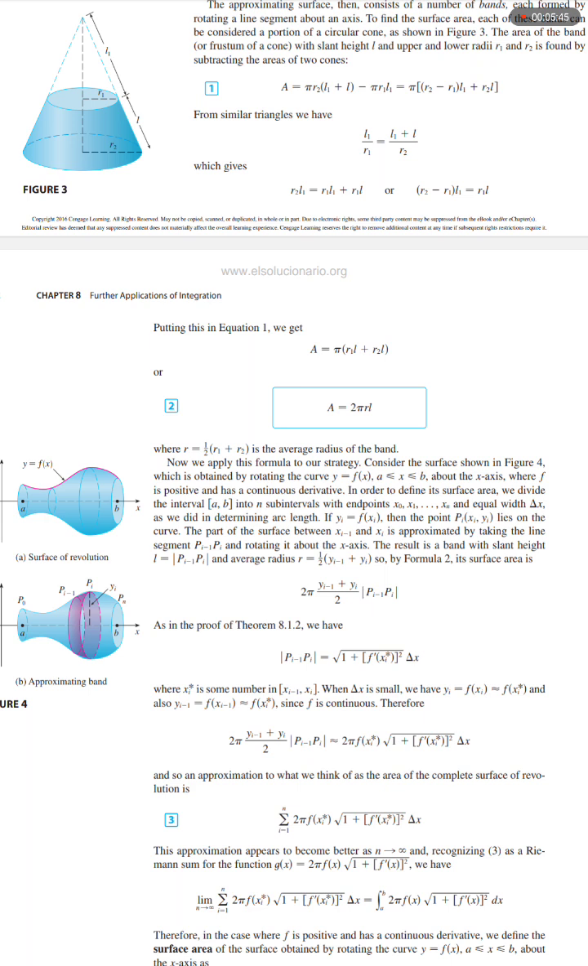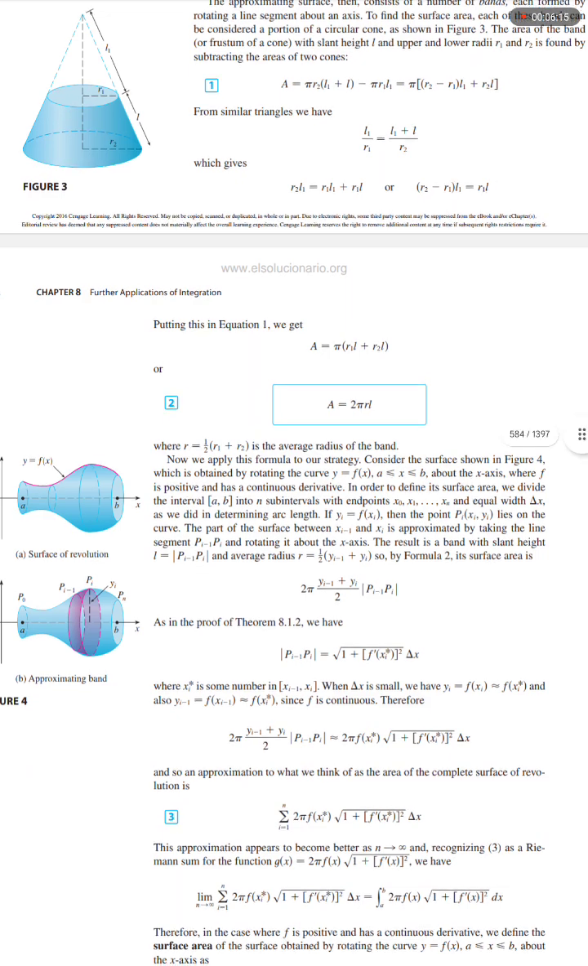Putting this in equation 1, we get big A equals pi open r sub 1 L plus r sub 2 L close, or equation 2: big A equals 2 pi r L, where r equals 1/2 open r sub 1 plus r sub 2 close is the average radius of the band.